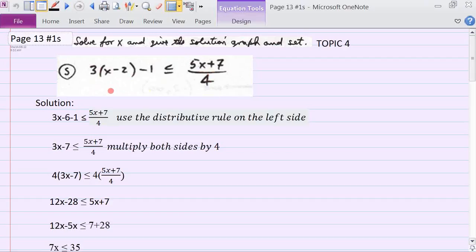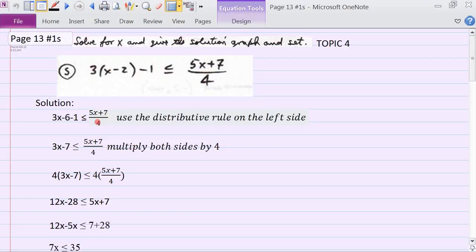First thing we're going to do is remove the brackets here. Remove this set of brackets, use the distributive rule. 3 times x is 3x. 3 times minus 2 is minus 6. And then we still have the minus 1 less than or equal to 5x plus 7 over 4. So the only difference between this and this is we use the distributive rule to remove the brackets.